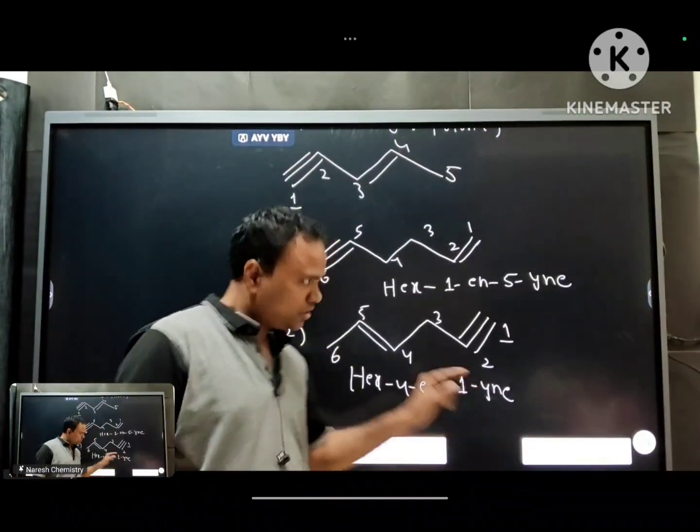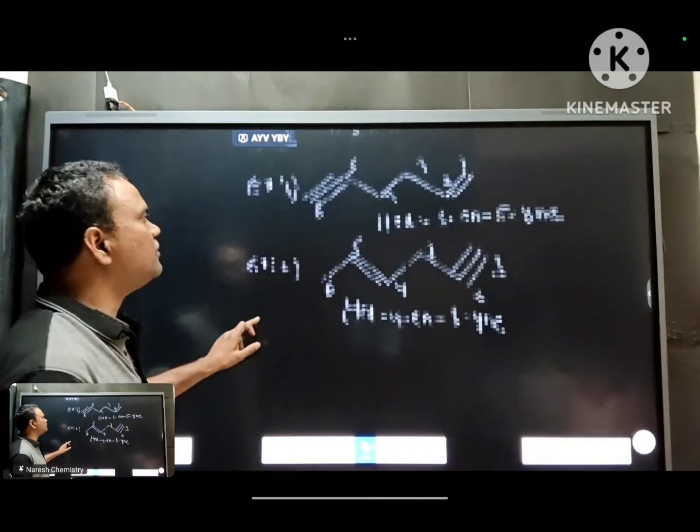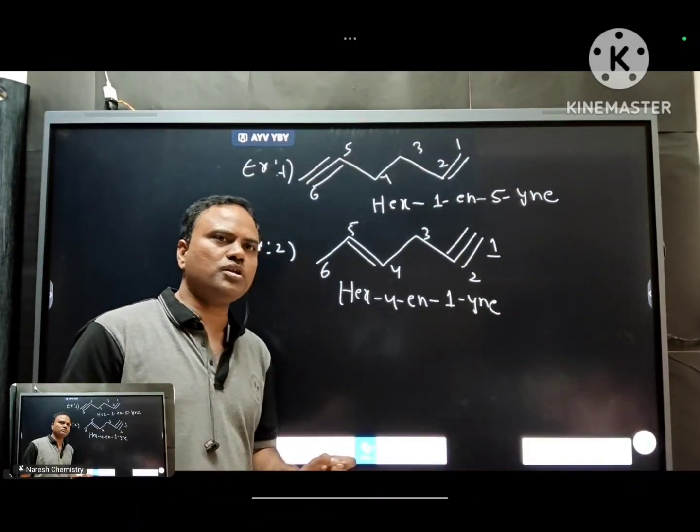PYQ question. Another tough PYQ. This is also a PYQ, and the next question is also a PYQ. The same model question came.